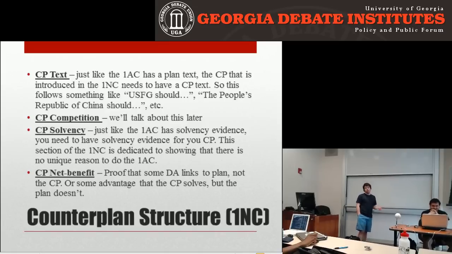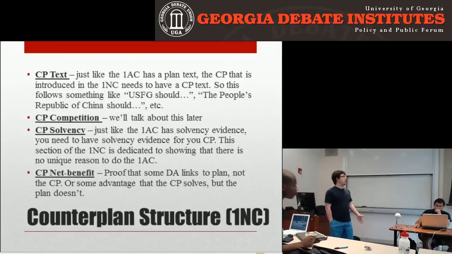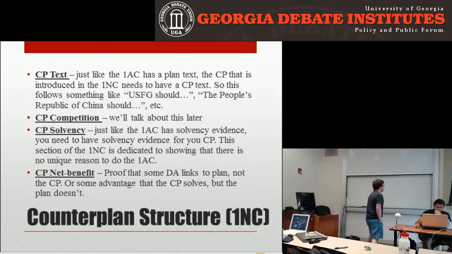And then the next part will be having some proof that there is a net benefit to the counterplan, whether that is an argument about why the counterplan avoids some disadvantage, or whether there's a unique advantage to the counterplan that the affirmative by itself cannot solve. But this will make a lot more sense as we go through this PowerPoint. So first we're going to talk about a bunch of different types of counterplans.